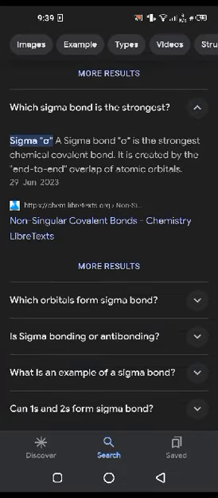Sigma is the strongest chemical covalent bond. It is created by the end-to-end overlapping of atomic orbitals.